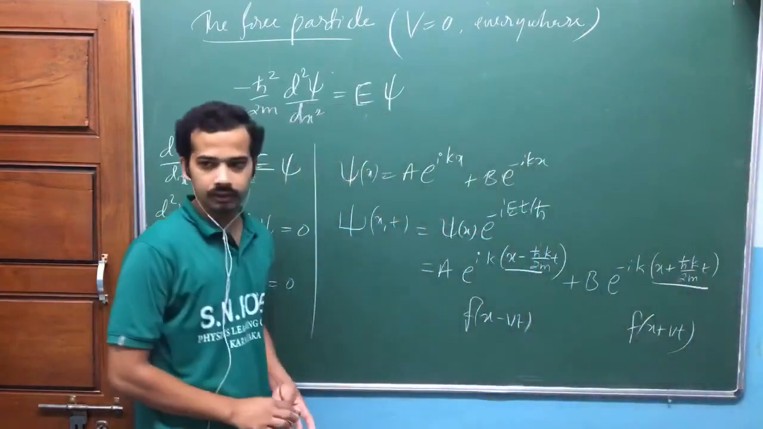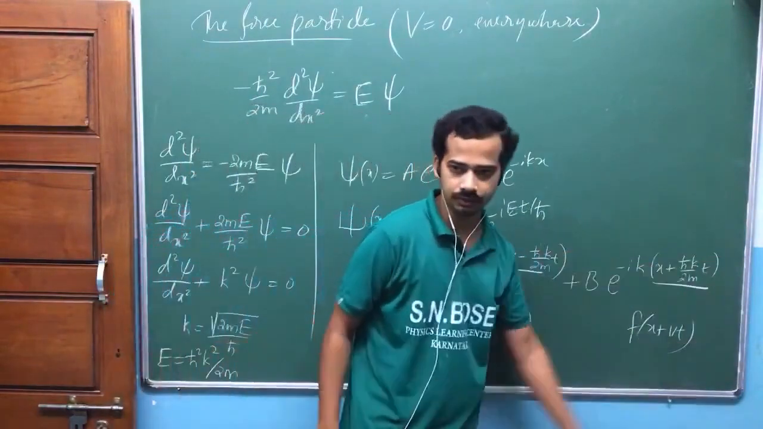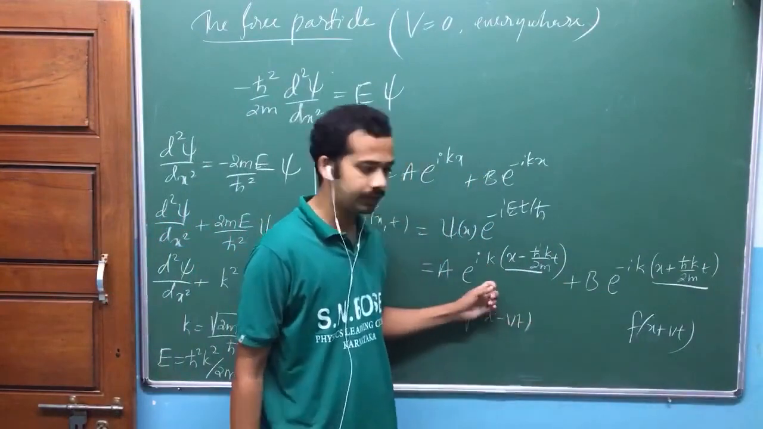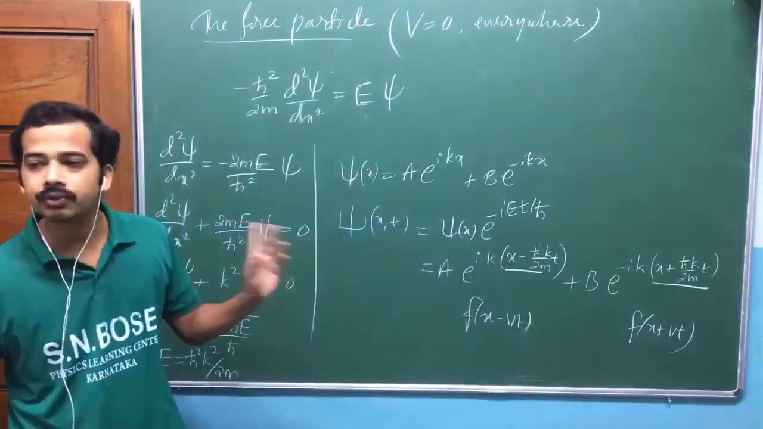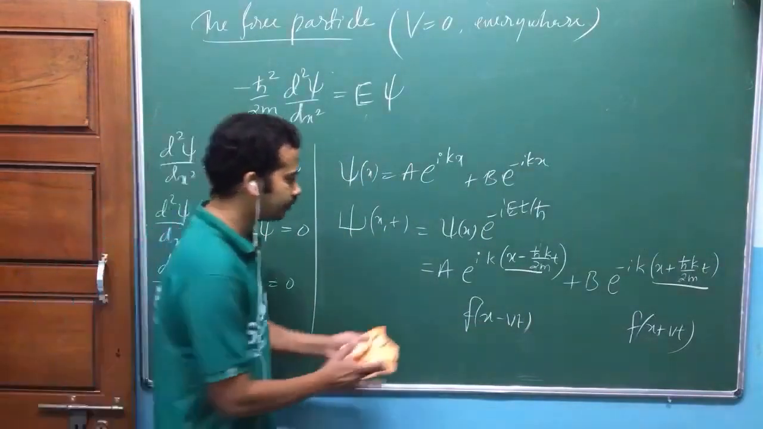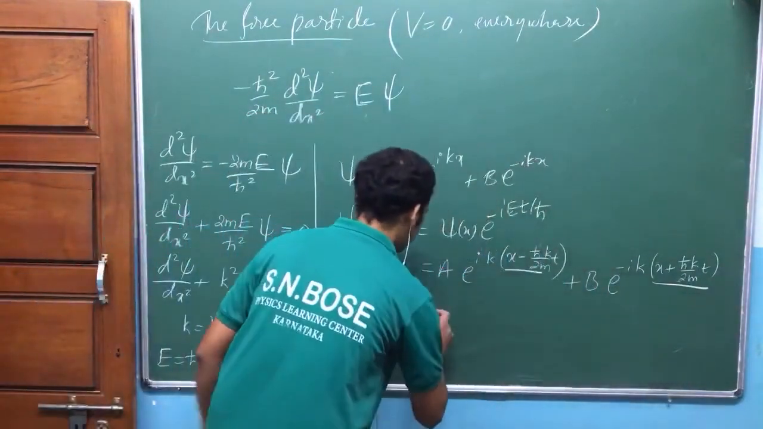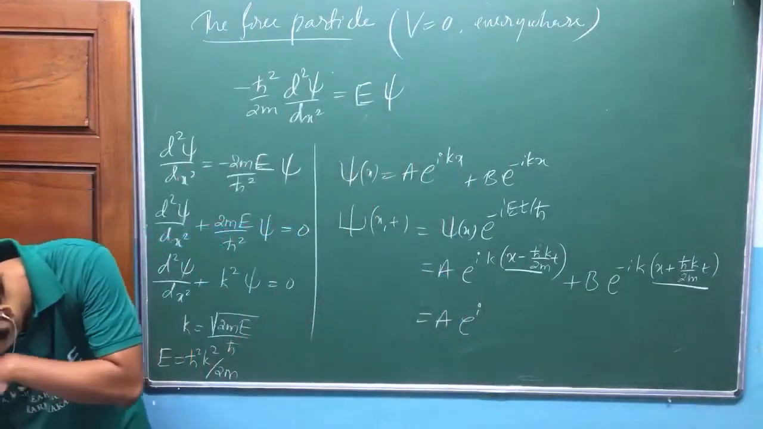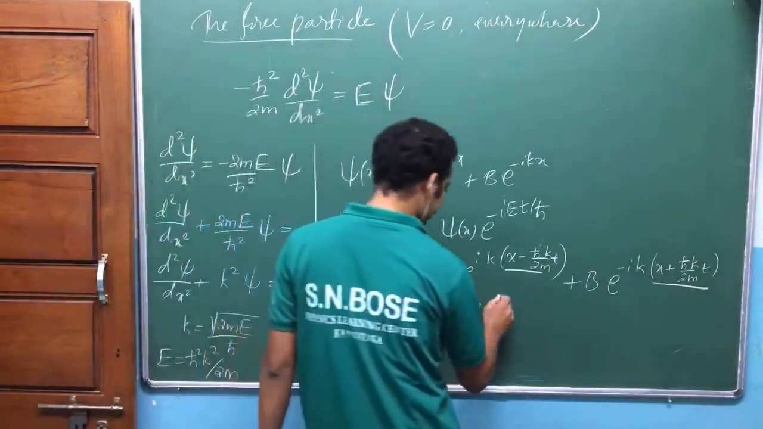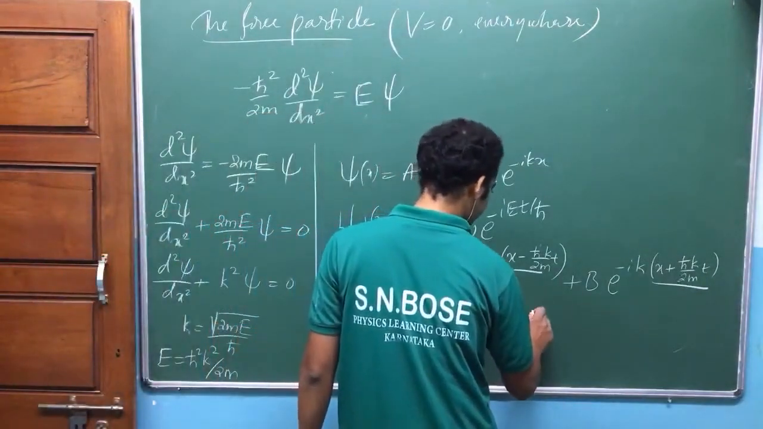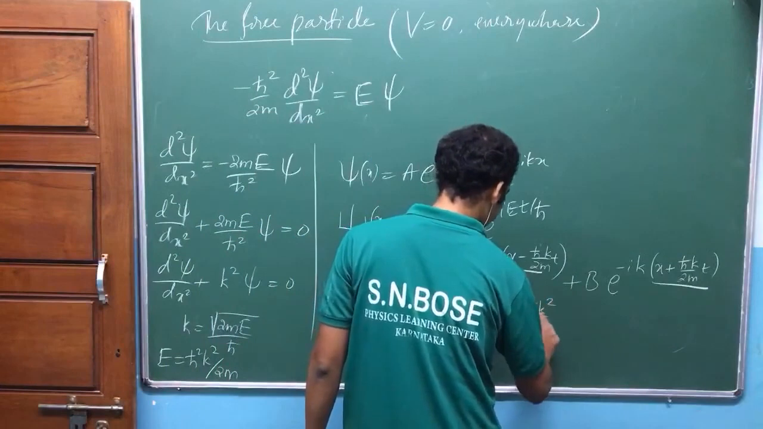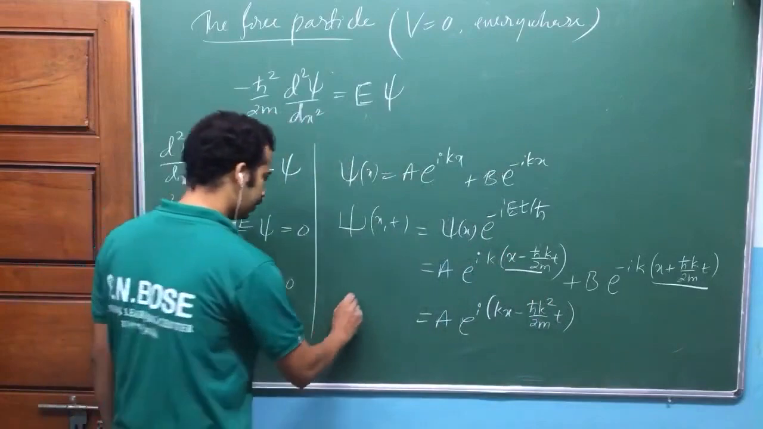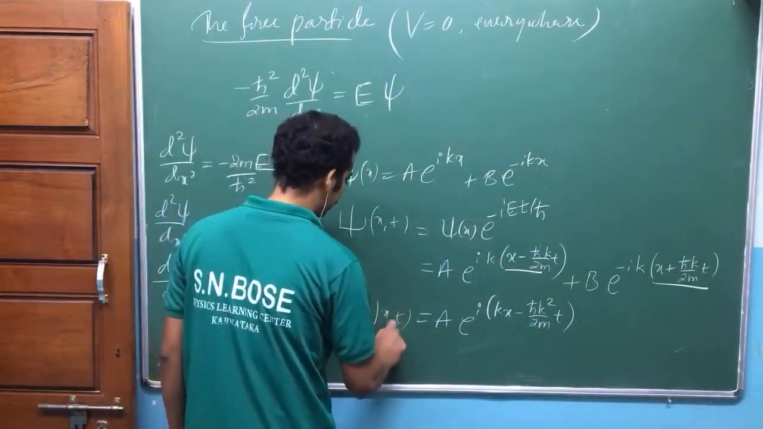Suppose you take only the wave traveling to the right, then you should avoid this one. Suppose you are talking about the wave traveling to the left, again you should avoid this one, isn't it? So that's why I'm going to merge these two terms and write it like this: A e power i (kx minus h bar k square by 2m into t). Okay, let me write my psi of x comma t like this.